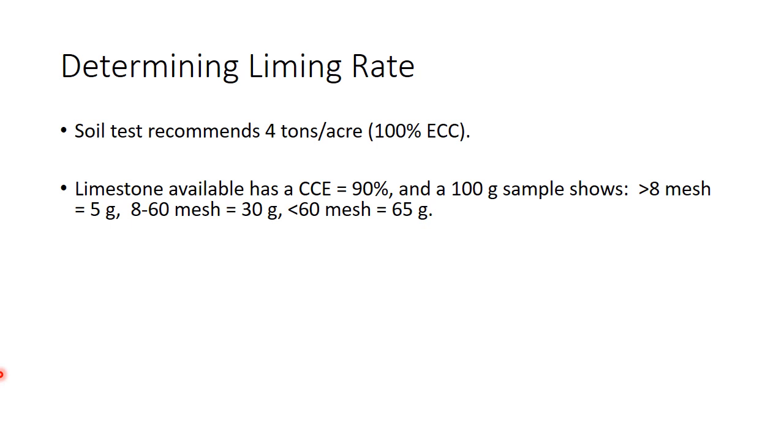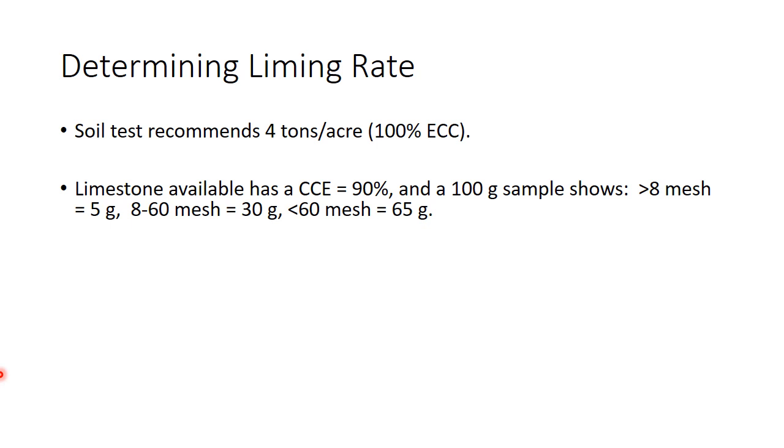All right, so we have all those different CCEs that are all a measure of purity or effectiveness of different liming agents. Now that we have the CCE, we can determine a liming rate. So let's say that a soil test recommends 4 tons per acre, and that is referencing 100% effective calcium carbonate. And we have a limestone that's available from our local distributor, and the distributor tells us that it has a CCE that's 90%, meaning that it's 90% pure, or 90% effective relative to pure calcium carbonate.